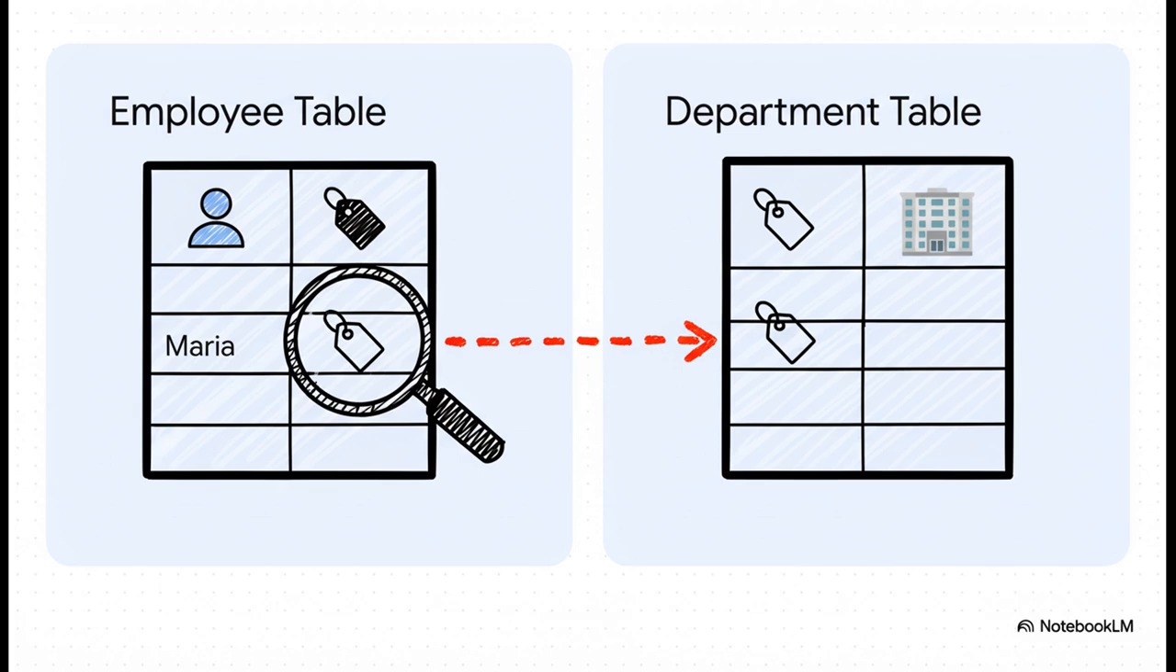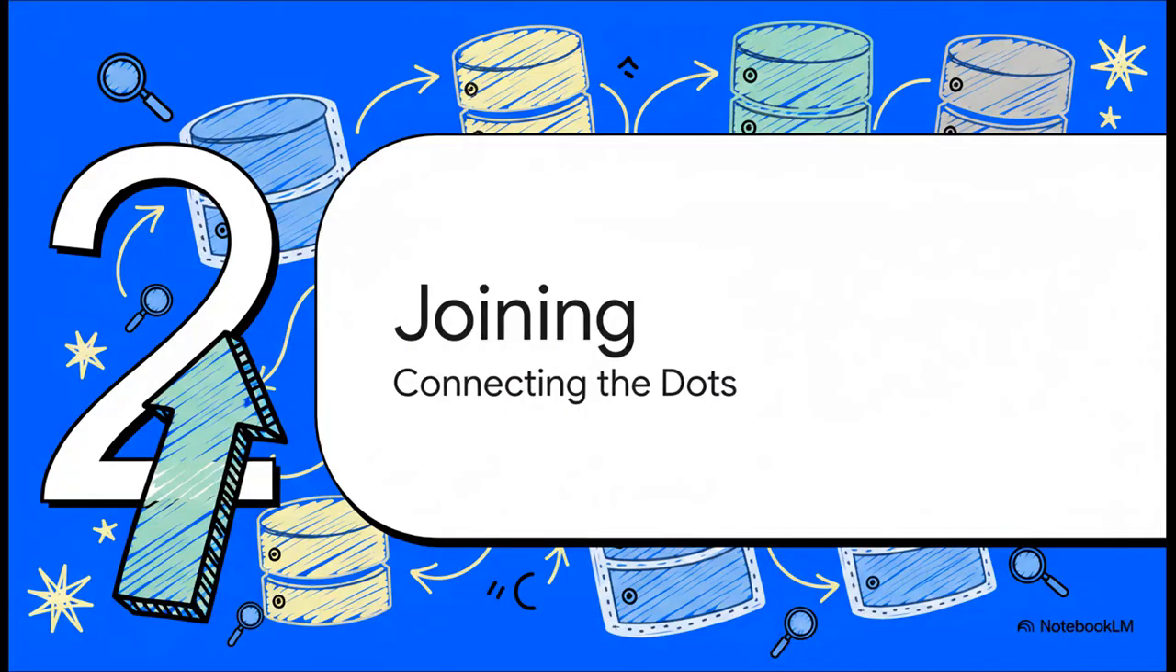Now, if you want to find out which department, say, Maria works in, you have to look her up here, grab her department ID, and then use that ID to find the actual department name in the other table. We need a way to connect these dots. And the solution to that is a beautiful little command called a join. This is basically the database's superpower for temporarily connecting these separate tables. It uses a common piece of information like that department ID to link everything together for us.